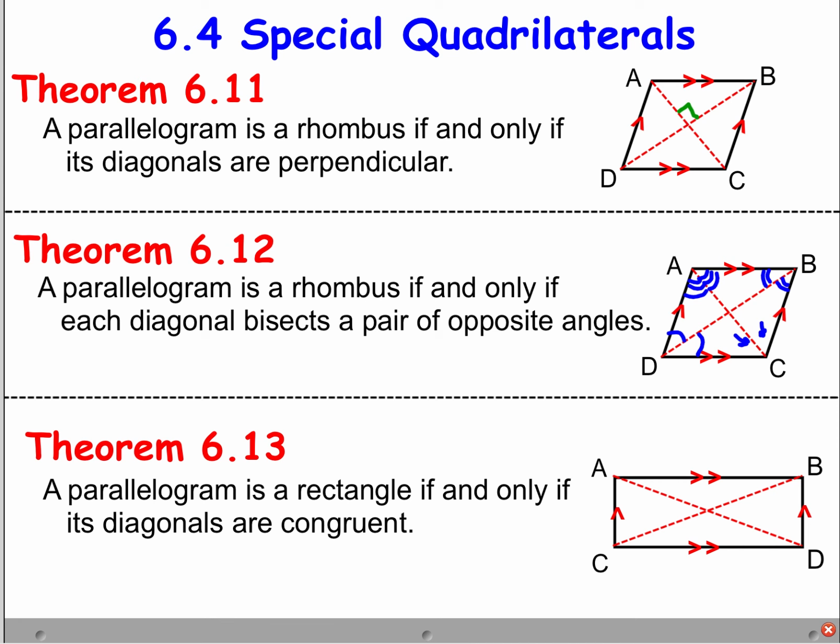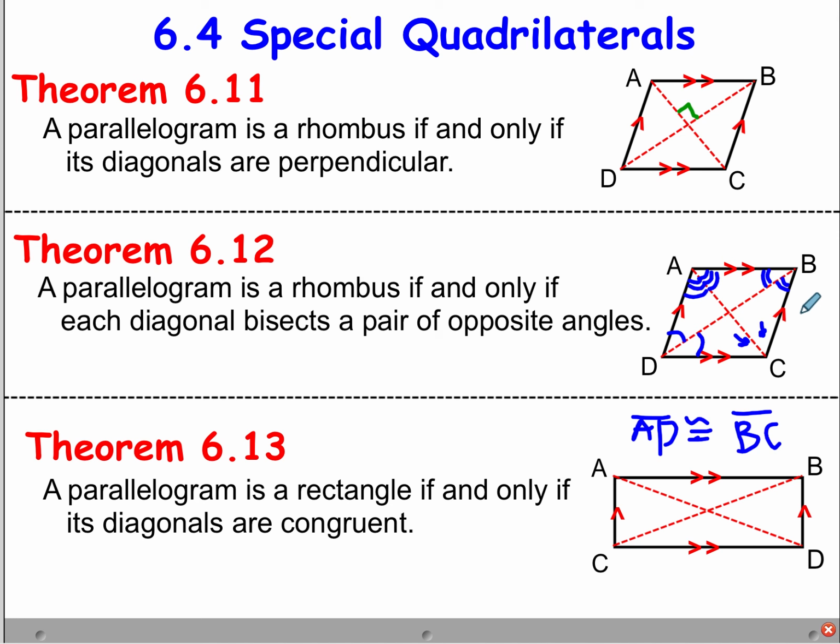And lastly, diagonals of a rectangle. In a rectangle, the diagonals will be congruent. So this diagonal AD, that's a segment, will be congruent to this diagonal BC. That's in a rectangle. Okay?